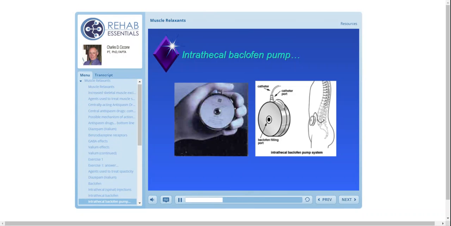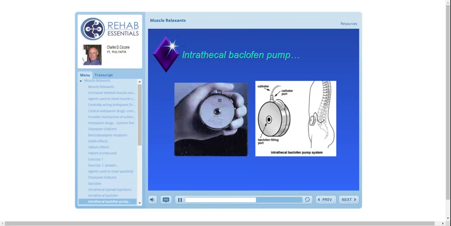So the pump is usually implanted in the lower abdominal wall, left or right, with the tip of the catheter being inserted into the subarachnoid space, often below the L1 level, where the actual spinal cord tissue ends and the cauda equina begins. But still, we're trying to administer this drug more directly to the spinal cord area to get better effects without sending the drug through the circulation to every other tissue in the body, including the brain.